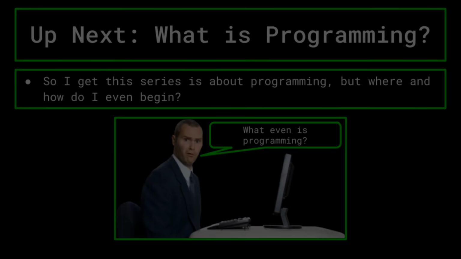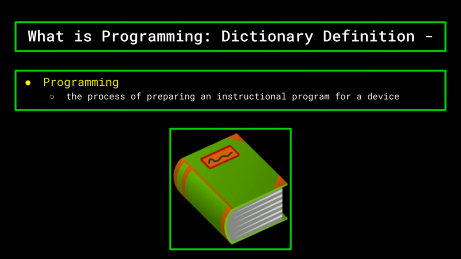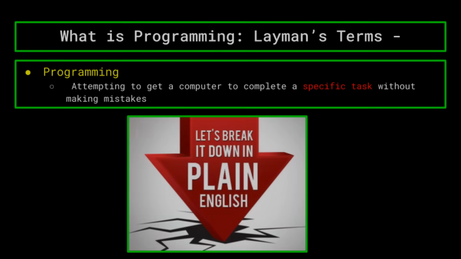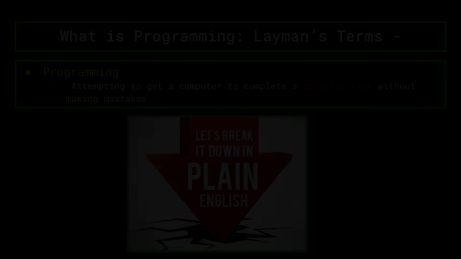Well, the dictionary defines it as the process of preparing an instructional program for a device. But that's a really confusing definition. So, in layman's terms, what exactly does that mean? Essentially, it is attempting to get a computer to complete a specific task without making mistakes.